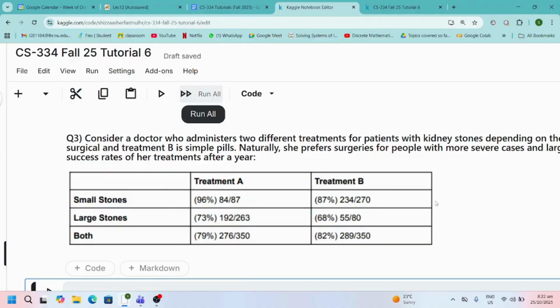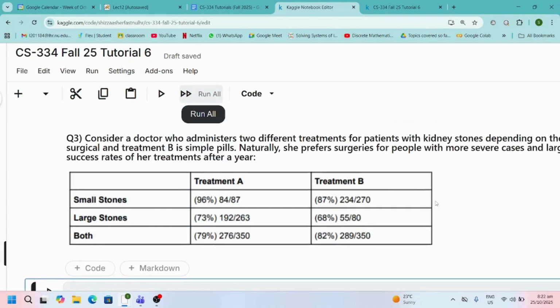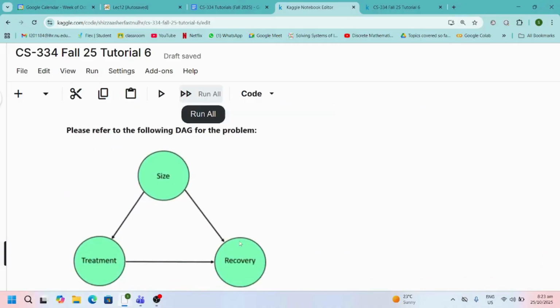Let's make a causal directed acyclic graph for this problem. If you would like, you can pause over here and try and construct this graph yourself as well. So I have three things in my graph: treatment, size of stones, and recovery rate. This is what my graph comes out to be. Of course, the treatment is going to impact the recovery, but size impacts treatment and size impacts recovery as well.